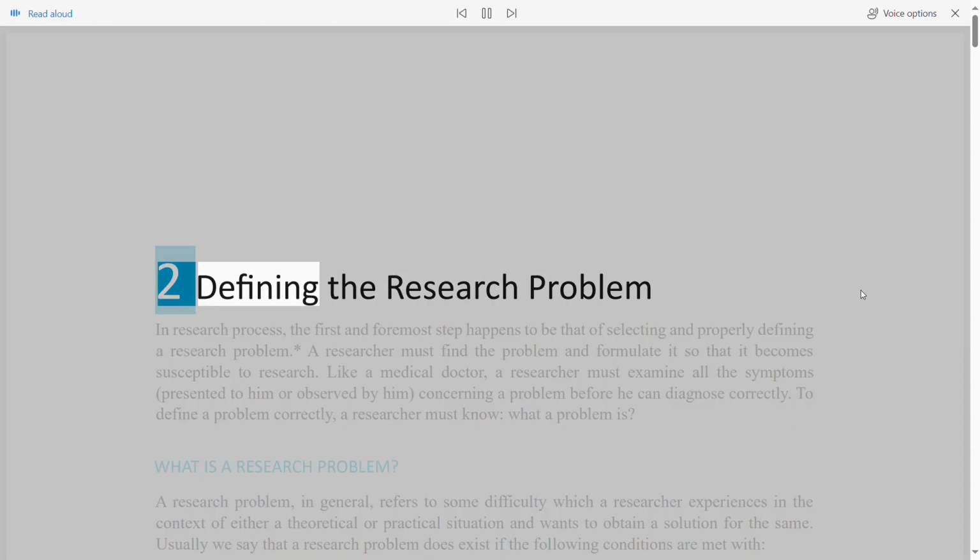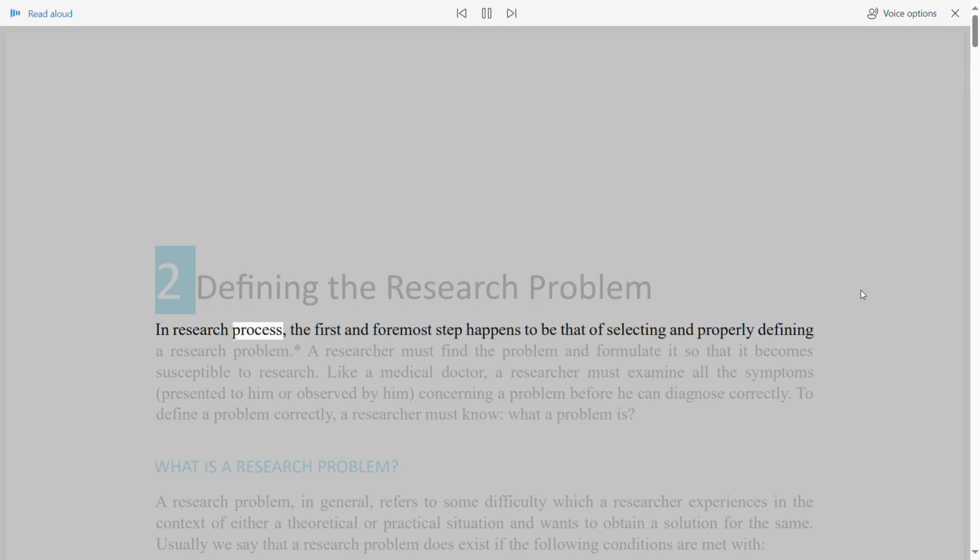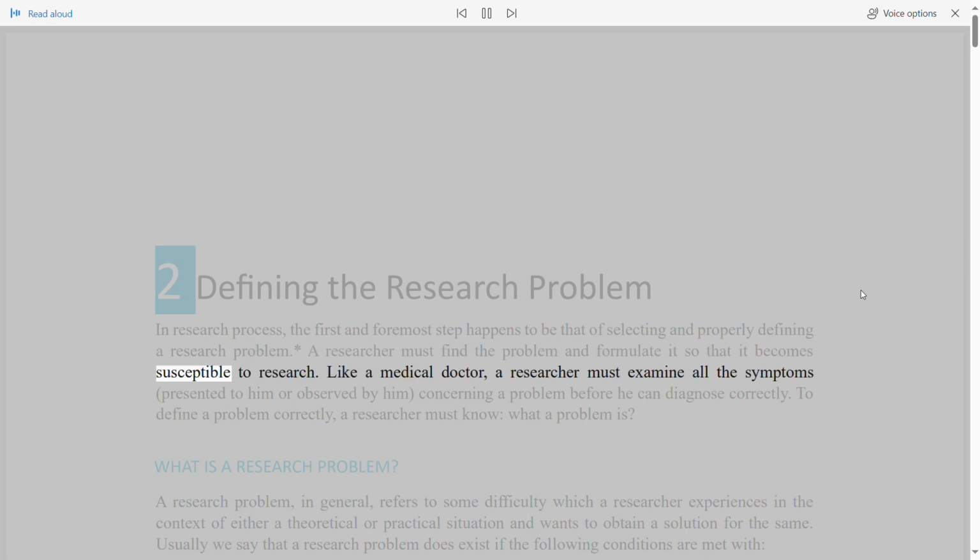To defining the research problem. In the research process, the first and foremost step happens to be that of selecting and properly defining a research problem. A researcher must find the problem and formulate it so that it becomes susceptible to research.